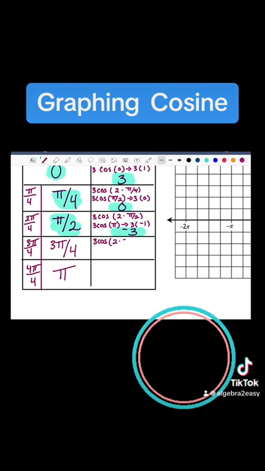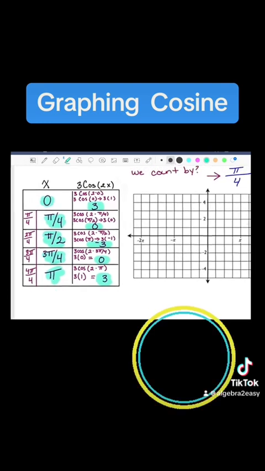We have 2 times 3 pi over 4. That's going to become 3 pi over 2. Cosine of 3 pi over 2 is going to be 0. And 3 times 0 is 0. Now we have our fourth ordered pair. Last one, 3 cosine of 2 times pi, which is simply 2 pi. Cosine of 2 pi is 1. And our fifth and final ordered pair is (pi, 3).